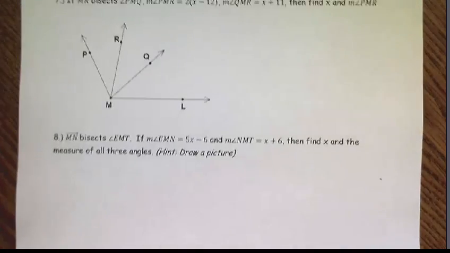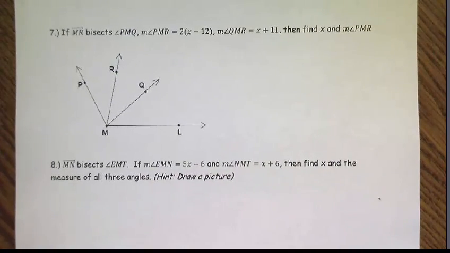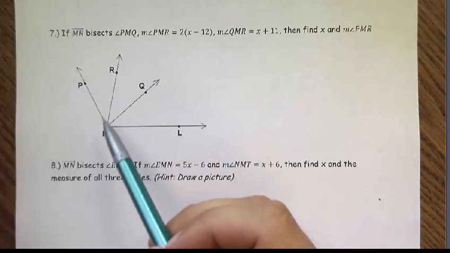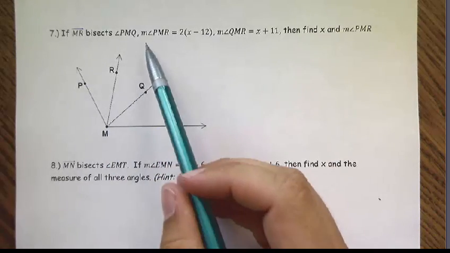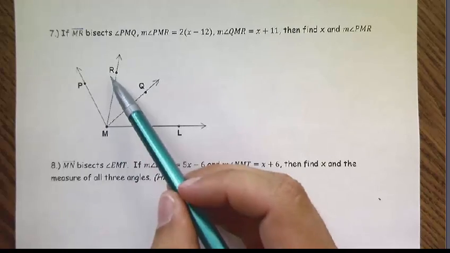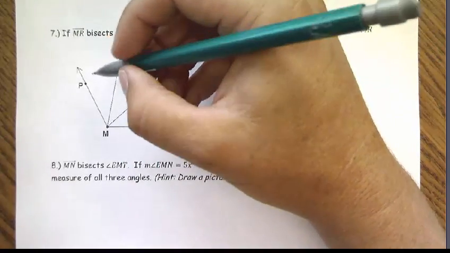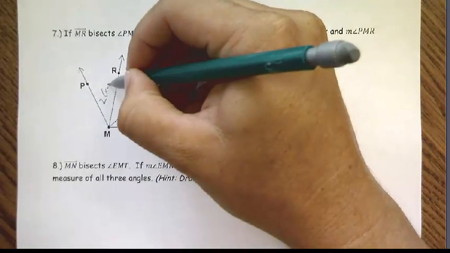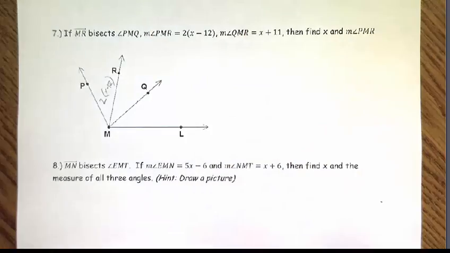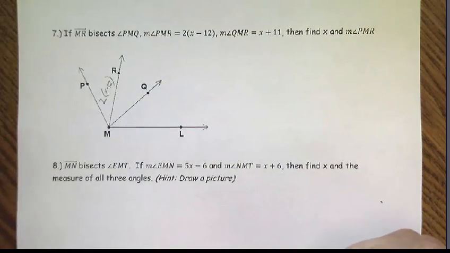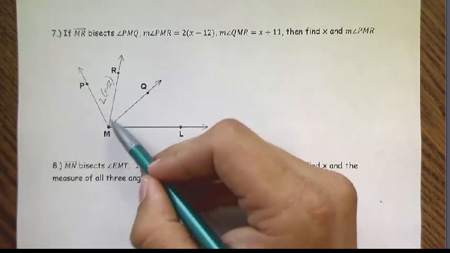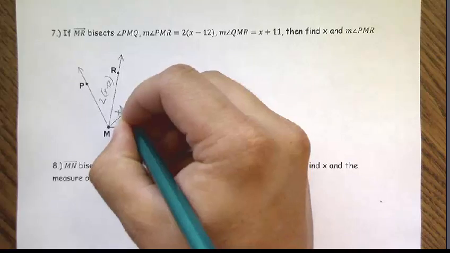Okay, question 7. Okay, question 7 says, if the ray MR, which is right here, bisects angle PMQ, the measurement of PMR is 2, let's write this in right now, 2 times the quantity of x minus 12. Okay, and then let's write in our measurement for angle QMR is x plus 11. X plus 11.